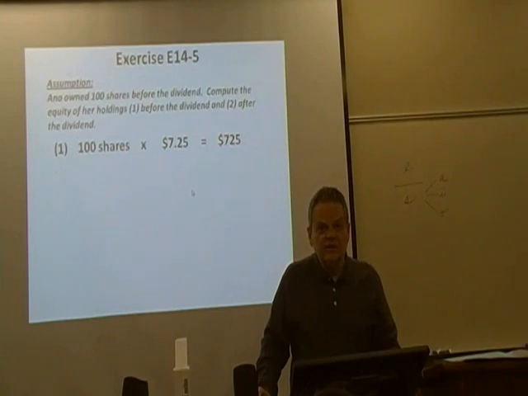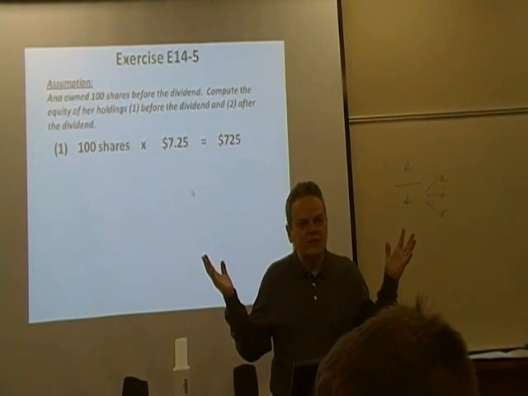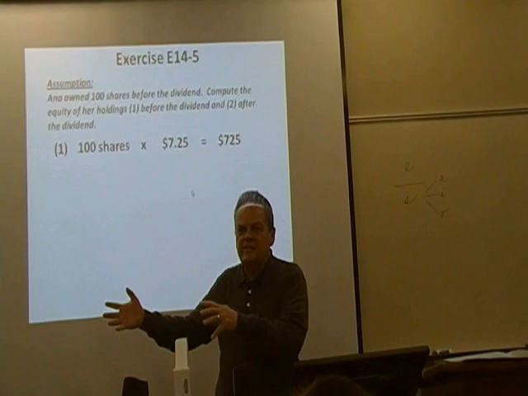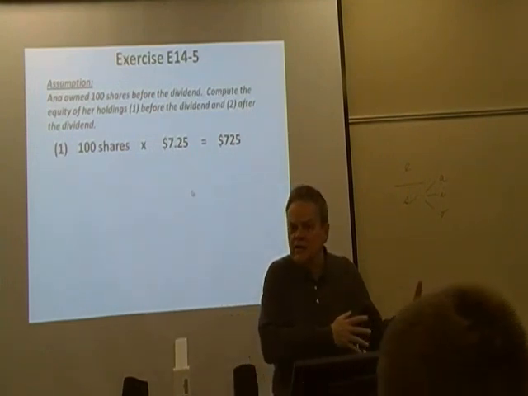And after the dividend, shares, 100? Anna has 100 shares. Who gets the 8,000 shares is the question. The president gets 7,900 and his administrative assistant gets 100.